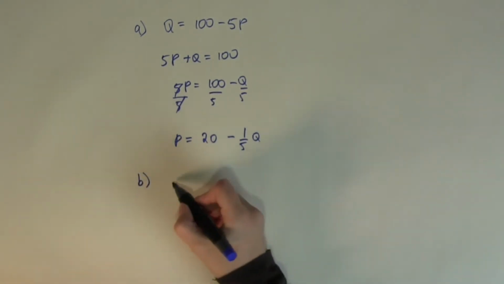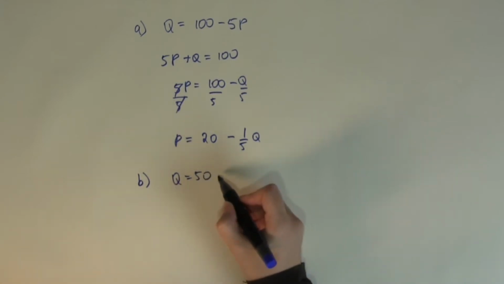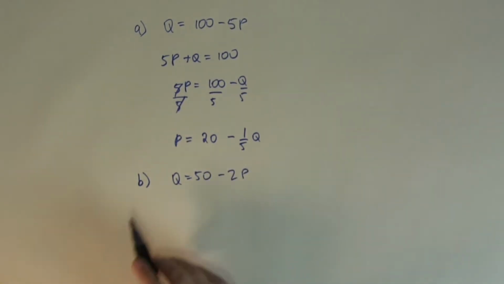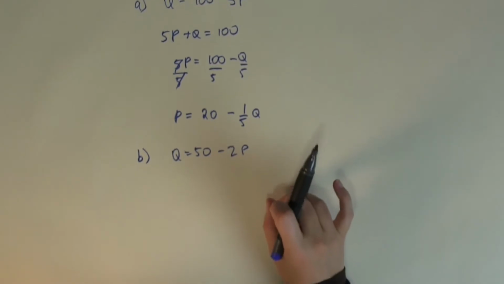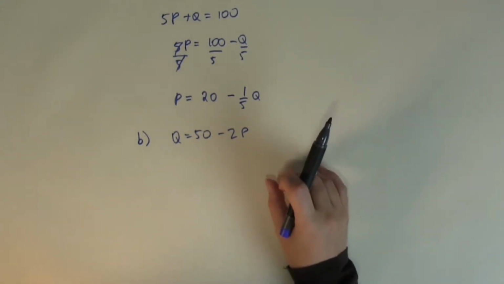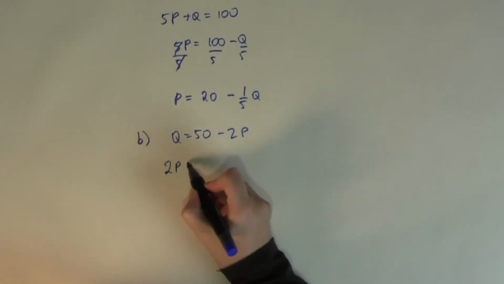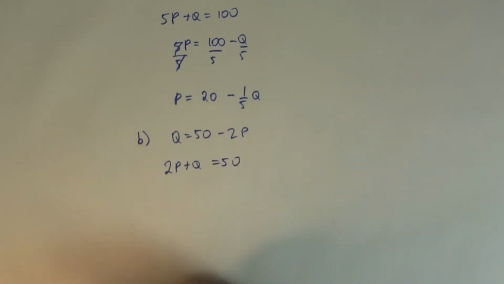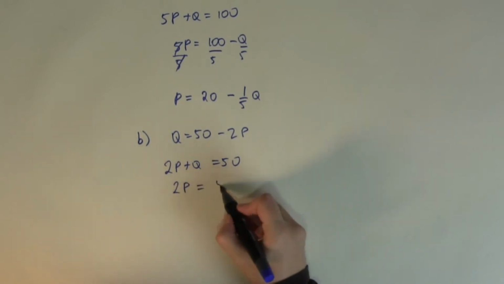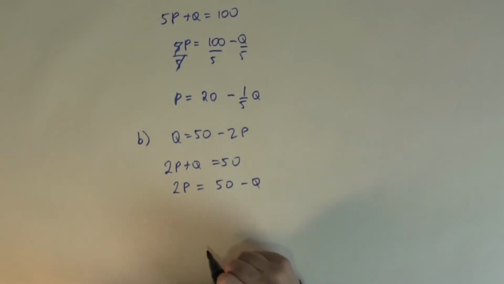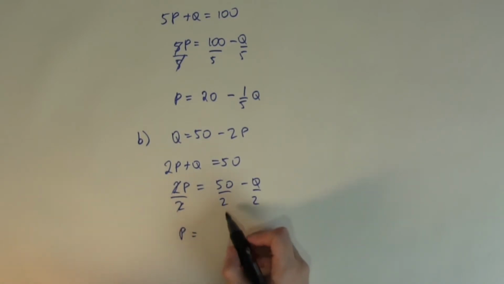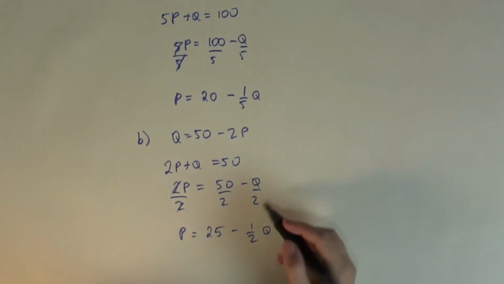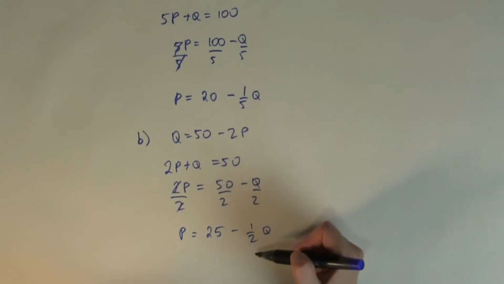Second example, Q equals 50 minus 2p. Very similar to this one, but different numbers. So the solution process will be the same, but the numbers will be different. Move the p to the other side. Move the Q to the other side. And then divide that by the 2. So P will be equal to 50 divided by 2 gives you 25 minus half a Q. Remember, dividing by 2 is the same as multiplying by a half.